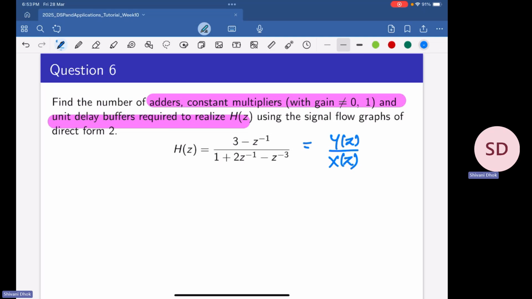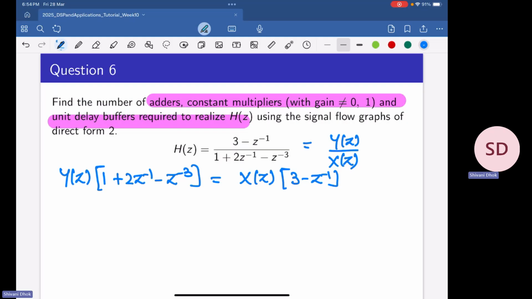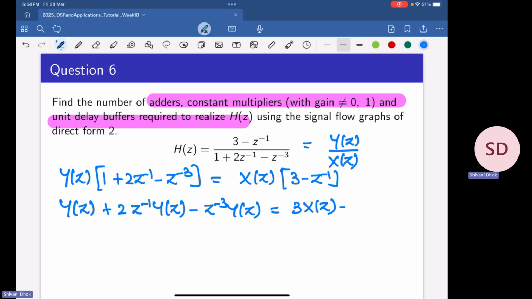Now this Y(z) I can simplify as Y(z) into (1 + 2z^-1 - z^-3), which is equal to X(z) into (3 - z^-1). Now I can write this as Y(z) + 2z^-1 Y(z) - z^-3 Y(z), which is equal to 3X(z) - z^-1 X(z). Now I can take the inverse z transform.